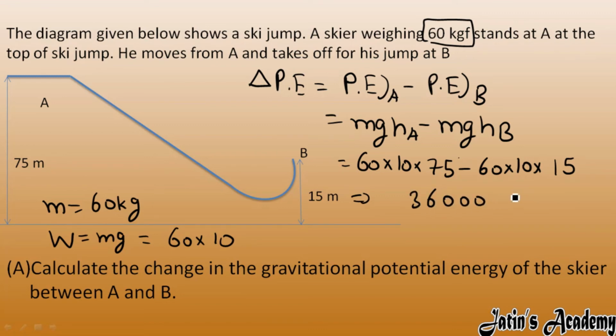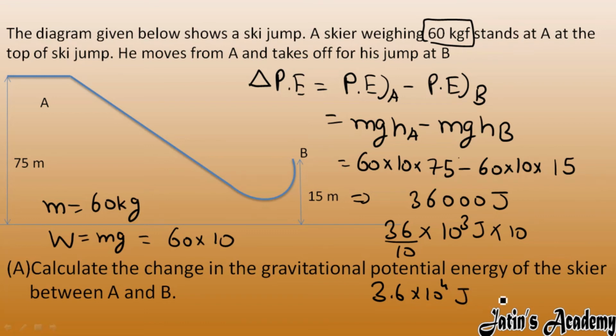36000 joule. Now let's convert it into standard form. So here you will write 36 into 10 raised to power 3 joule. So now here you need a decimal, divide by 10, multiply with 10. So here you will get 3.6 into 10 raised to power 4 joule. So this is the change in the gravitational potential energy between point A and B.